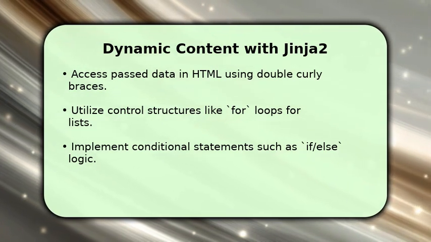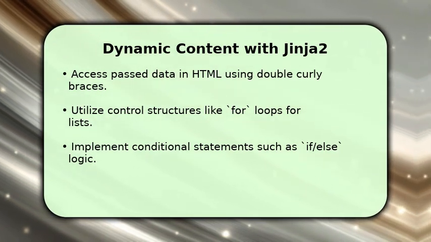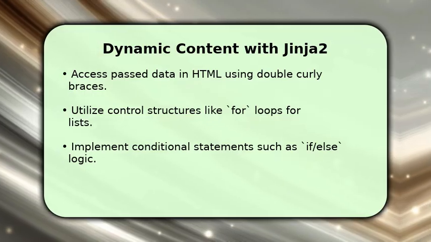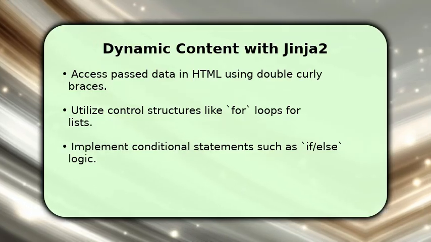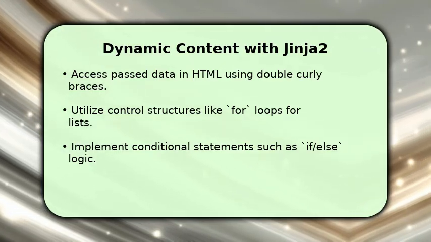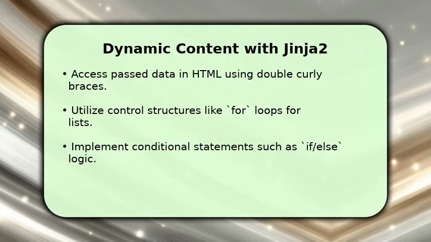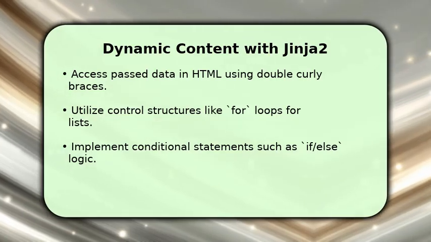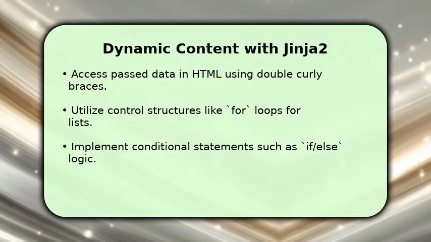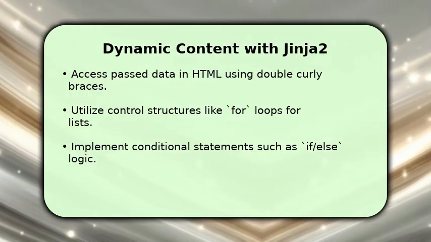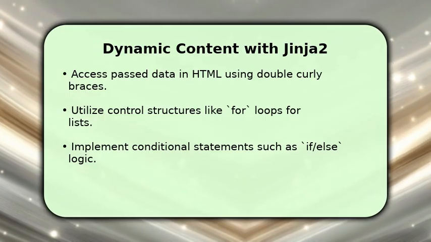Now, let's make that HTML truly dynamic with Jinja2. Once data is passed from Flask, you can display it in your HTML using two curly braces around the variable name. Jinja2 also supports powerful control structures, like for loops to iterate over lists of items, and if/else statements for conditional rendering. This allows you to create flexible and responsive web pages that adapt based on the data provided by your Flask application.